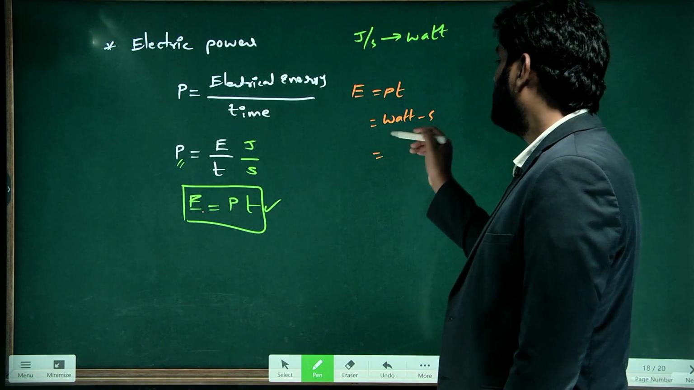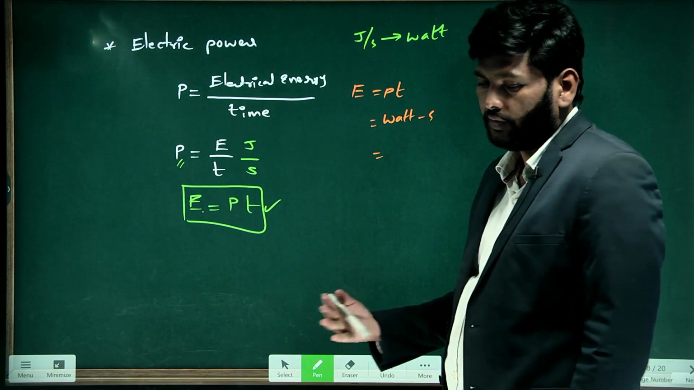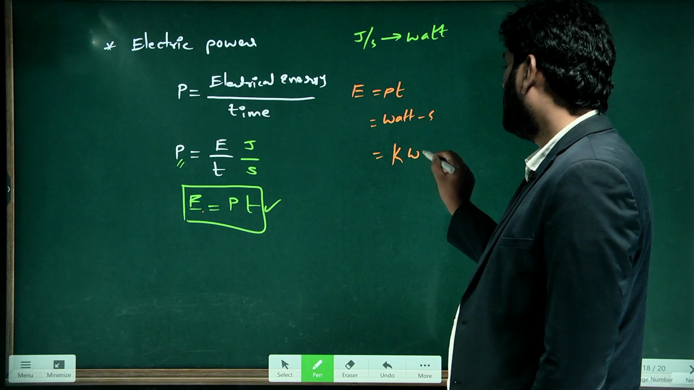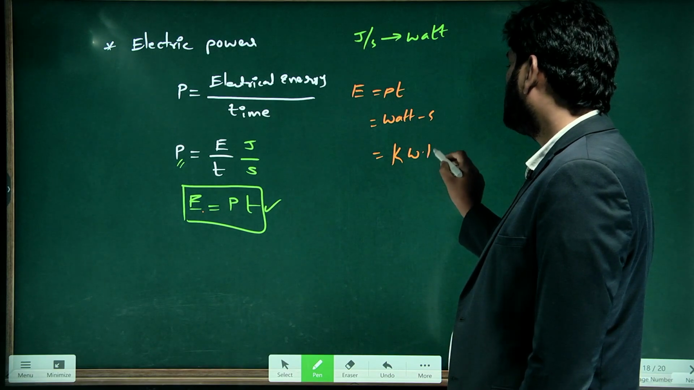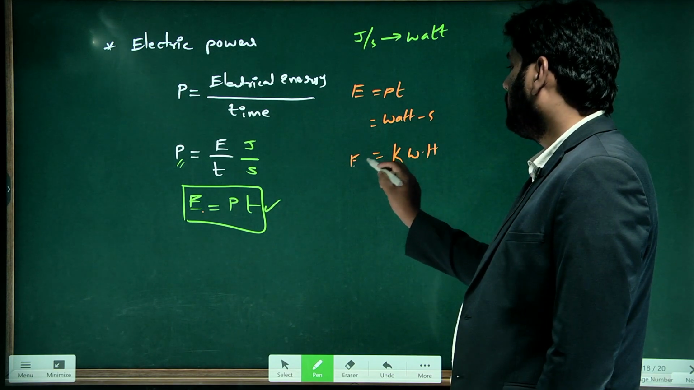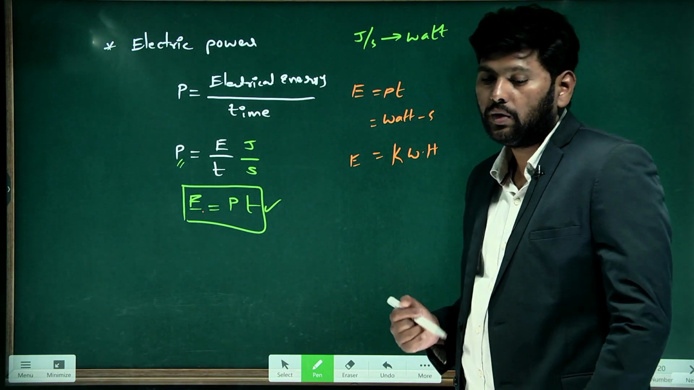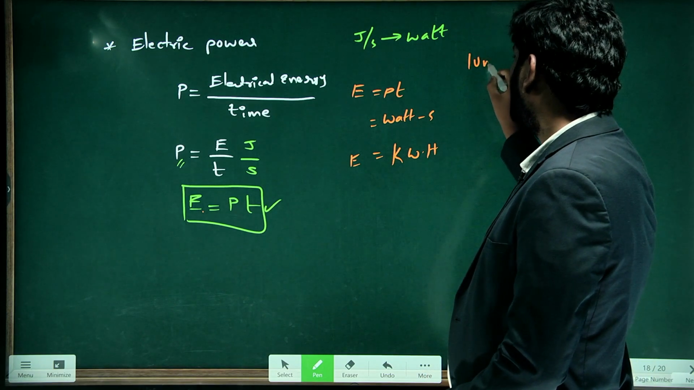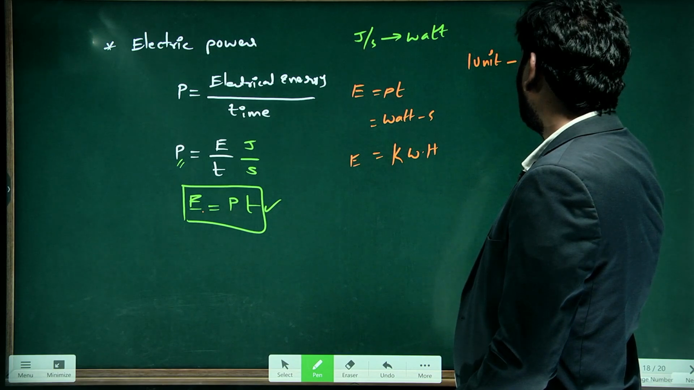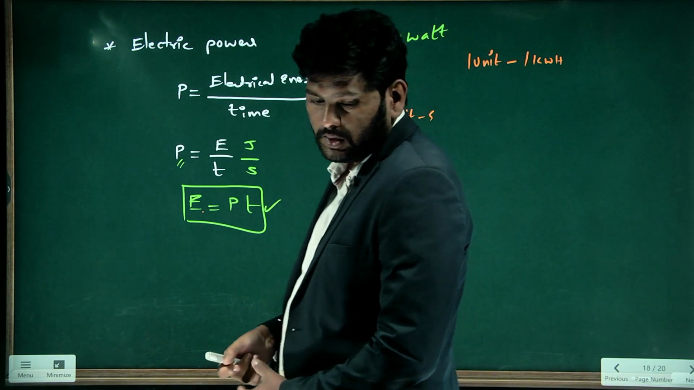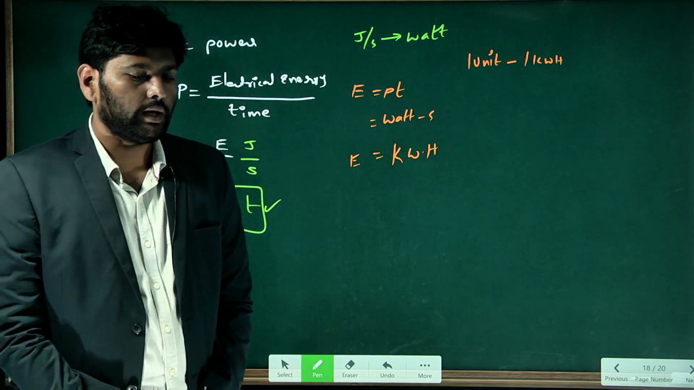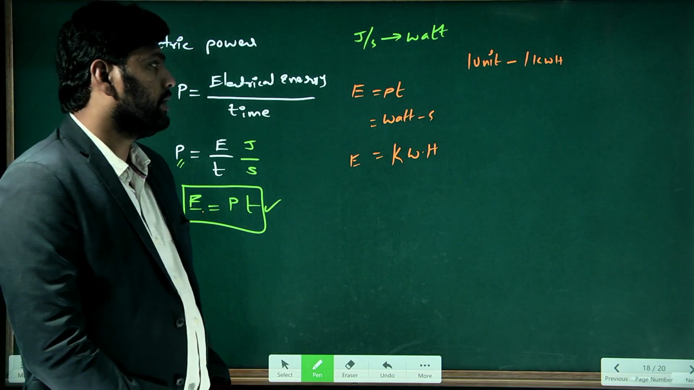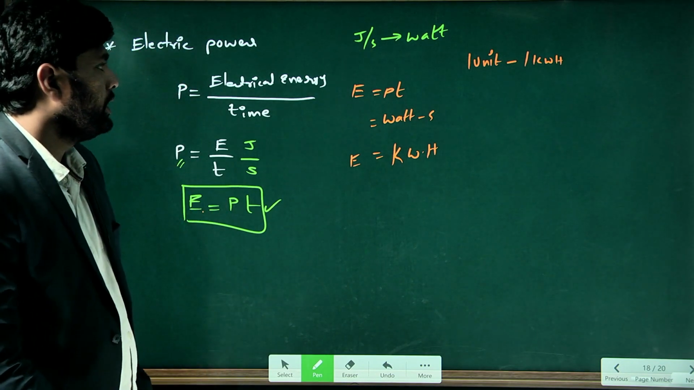And if I change these units in another way, I can represent watts with kilowatt, and time with hours. This is known as kilowatt hour. This kilowatt hour is the unit for the electricity bill. So 1 unit we can consider as 1 kilowatt hour of electricity consumption. This is how we give the units.